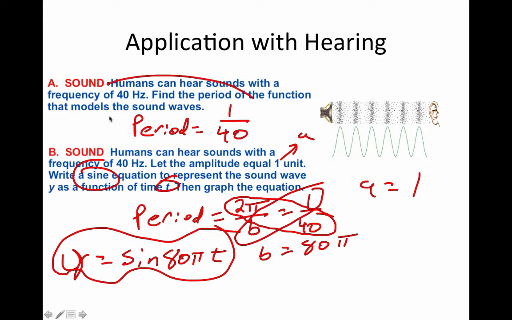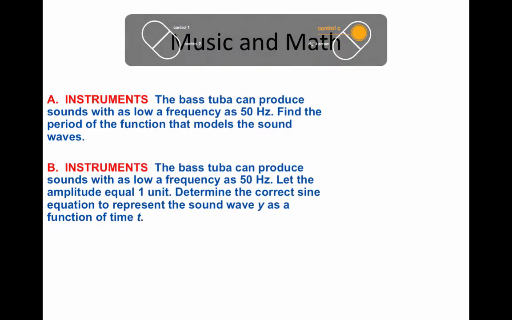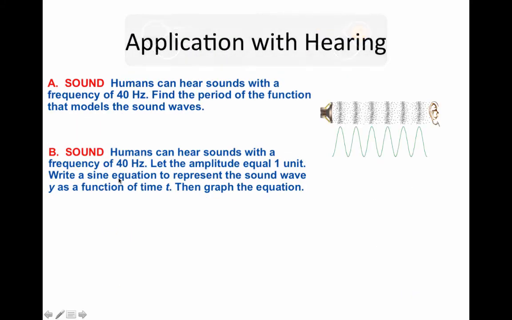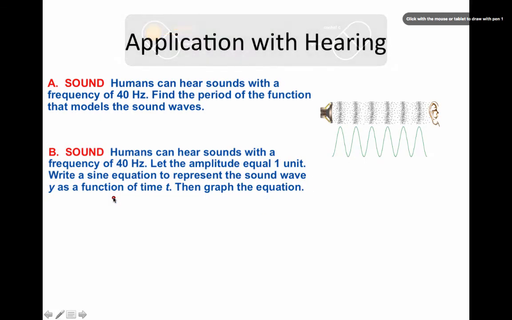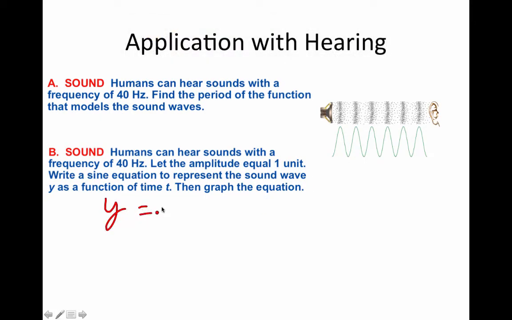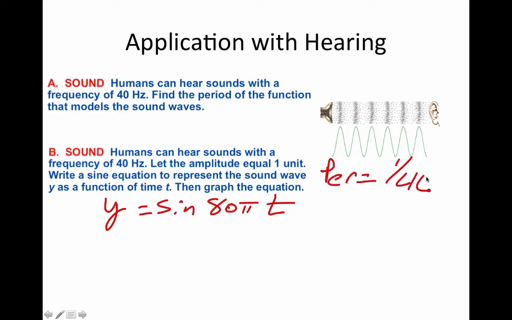Now, how would you graph something like that? I have a period of 1/40th. That's just so awkward. And I have an amplitude. Whoa, that's terrible. We'll go with it. No, we're not going to go with it. I'm going to clear this out. We said y equals sine 80 pi t. We said the period was 1/40th. We said the amplitude was 1.